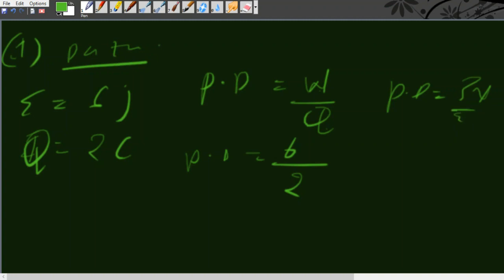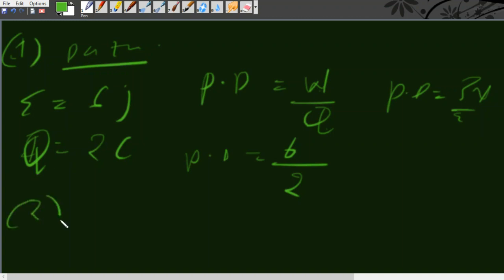Let us look at another example. In 20 seconds, a charge of 25 coulomb leaves a battery, and 200 joules of energy are delivered to an outside circuit as a result. Then A, what is the potential difference across the battery?